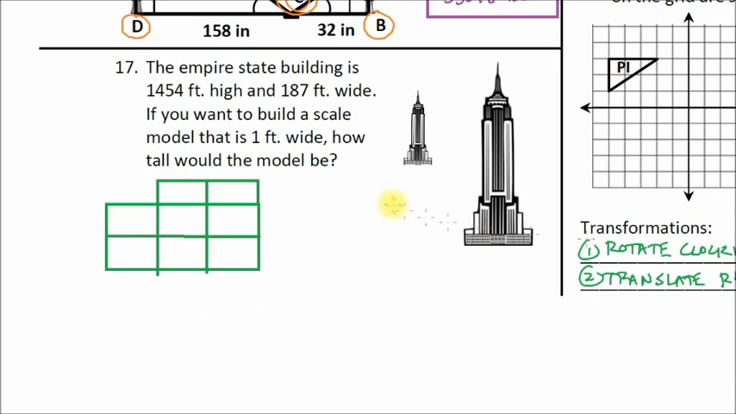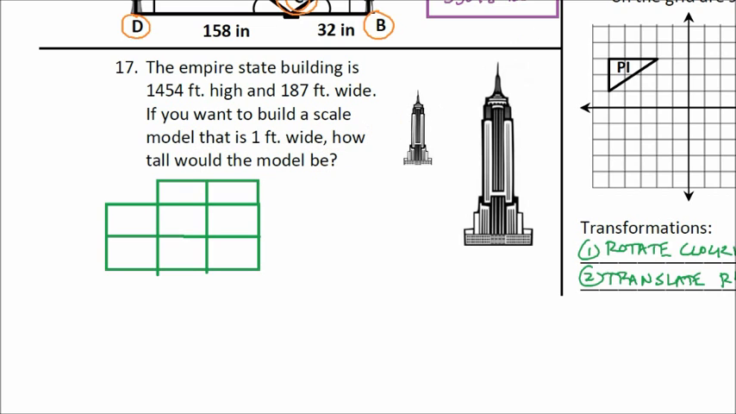Number 17, the Empire State Building is 1,454 feet high and 187 feet wide. That is one tall building. If you want to build a scale model that is 1 foot wide, so we're going to make a really small replica, it's only going to be 1 foot wide, how tall would the model be?